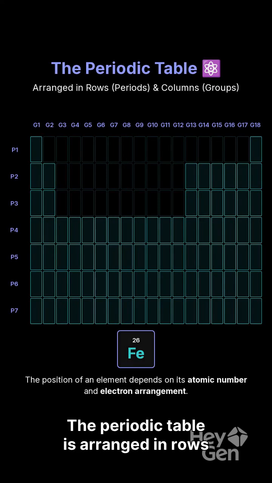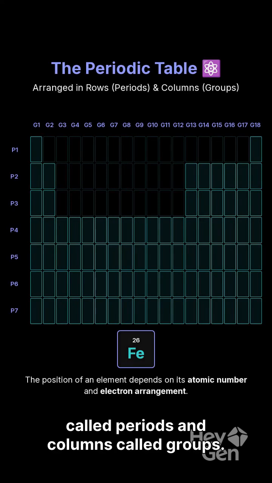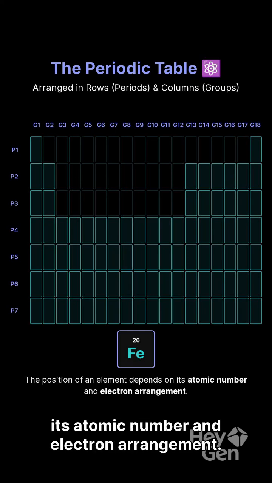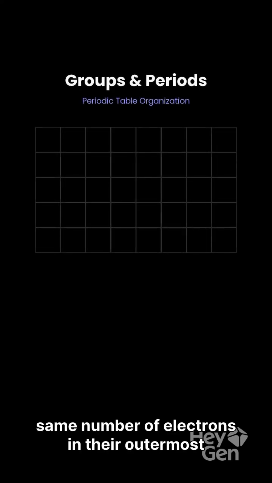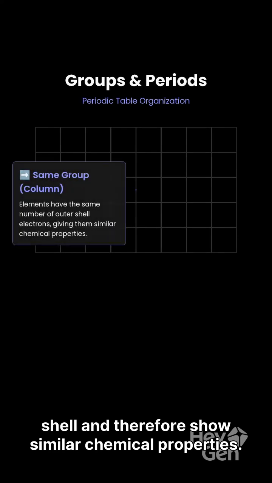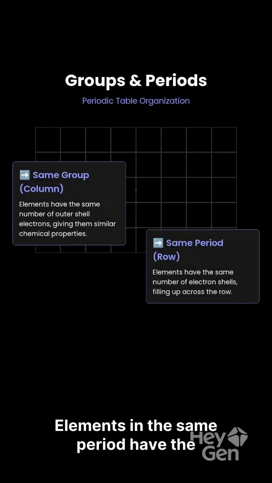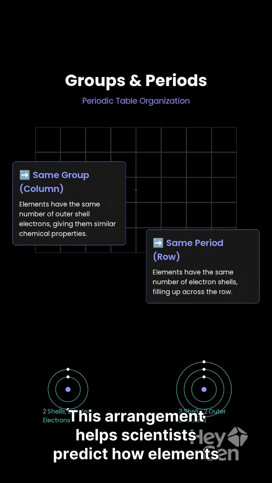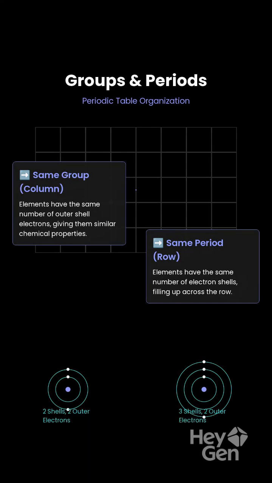The periodic table is arranged in rows called periods and columns called groups. The position of an element depends on its atomic number and electron arrangement. Elements in the same group have the same number of electrons in their outermost shell, and therefore show similar chemical properties. Elements in the same period have the same number of electron shells. This arrangement helps scientists predict how elements react and the types of compounds they form.